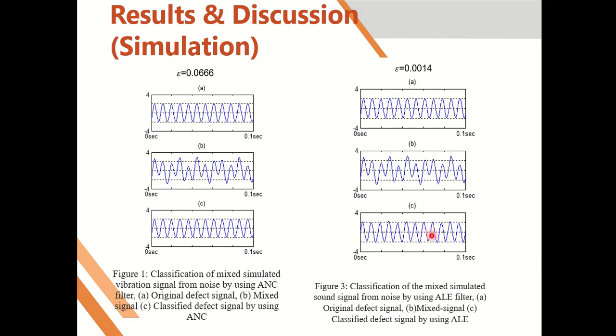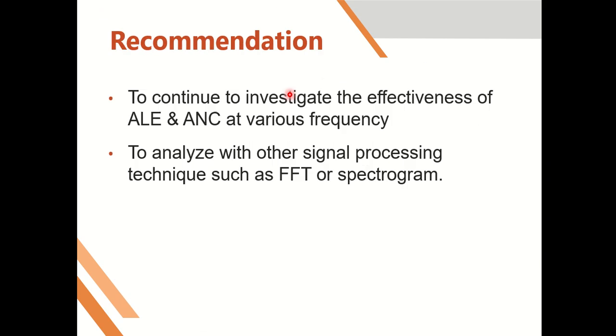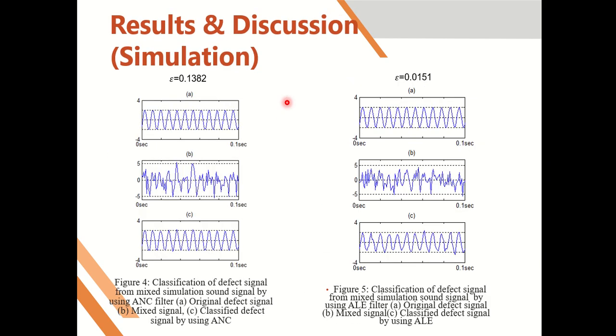the unwanted signal. So which one is better, based on this absolute value? Based on the simulation work, we can see the ALE filter is more efficient compared to ANC based on this epsilon value, because ALE is 0.0014, which is closer to zero. Okay, and then we move to the next simulation.